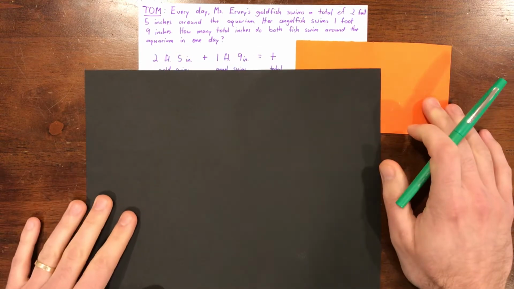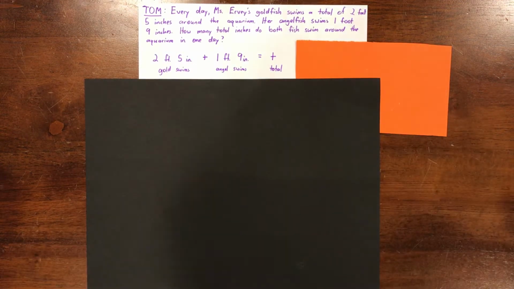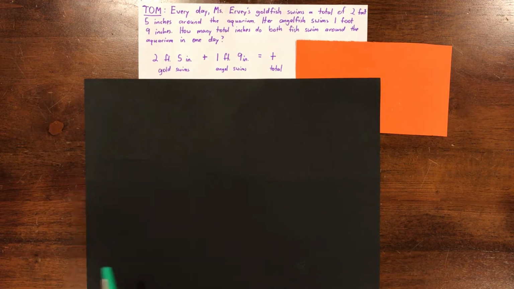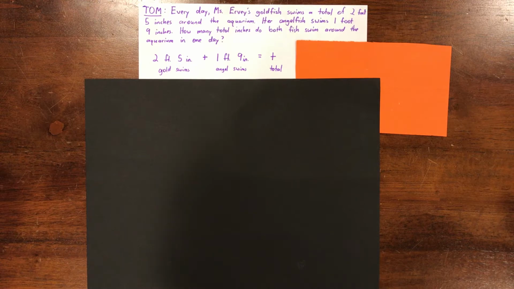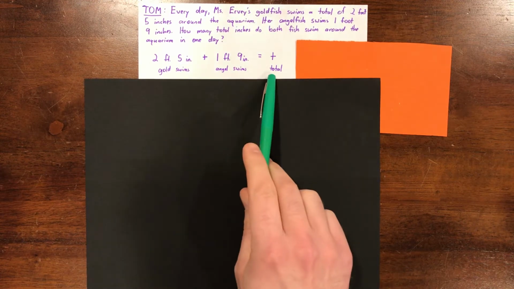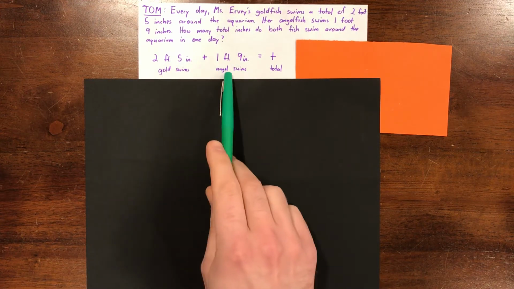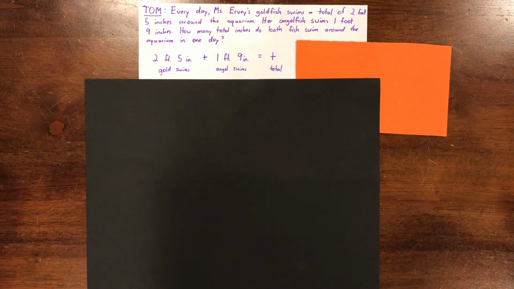Again, there's a lot of different ways you might have done it. One way is like this. We know from the problem the goldfish swims 2 feet 5 inches, the angelfish swims 1 feet 9 inches. And we're trying to find the total inches that they swim together, right? So we're going to combine those two distances, and that's going to give us our total distance that they swim.